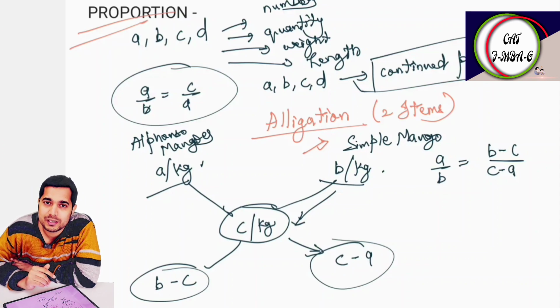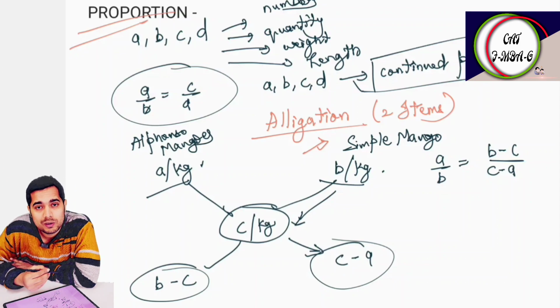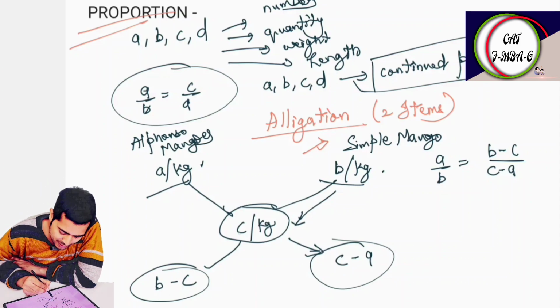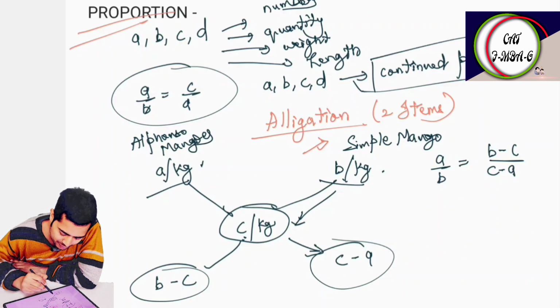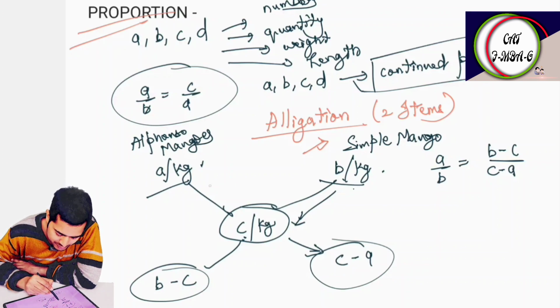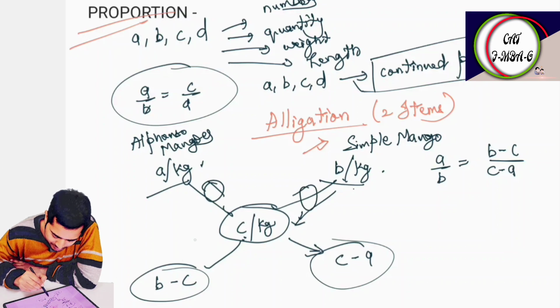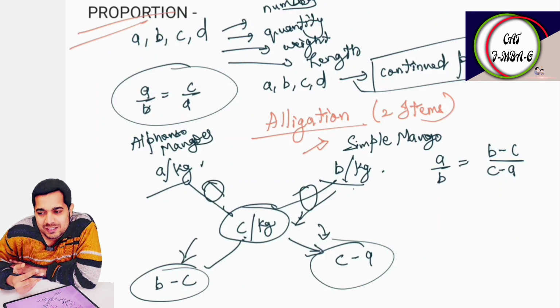In simple terms, it's higher minus lower, lower minus higher. If C is higher, then C minus B. If A is higher, then A minus C, or it doesn't matter at all. You just have to take the differences here, here, and write them here, here. If it's negative, negative gets cancelled.